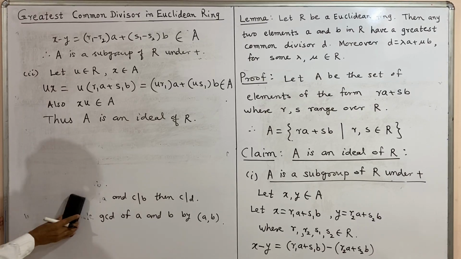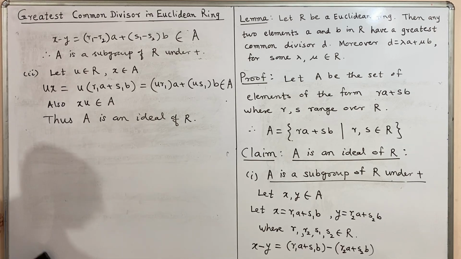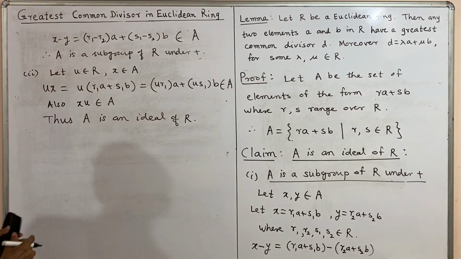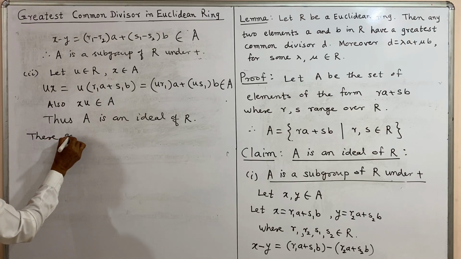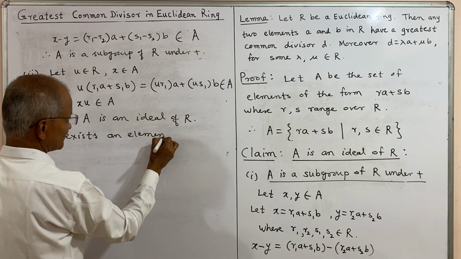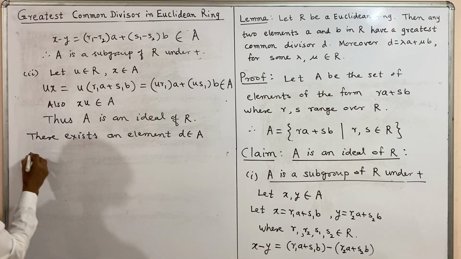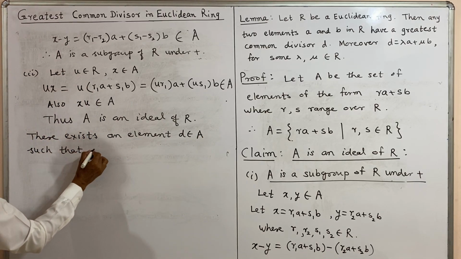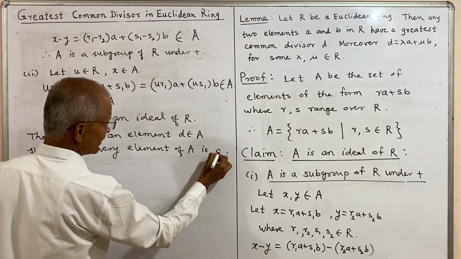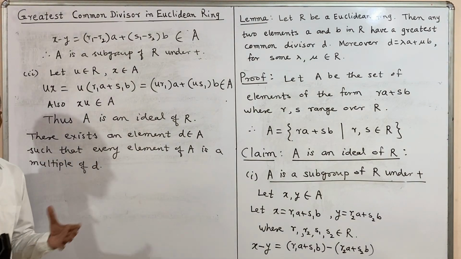Now once we have proved A is an ideal of the Euclidean ring, earlier we have studied a result that an ideal of a Euclidean ring is a principal ideal, or it is generated by a single element, and thus there exists an element D belonging to the ideal A such that every element of A is a multiple of D. This is a result that we have studied in our earlier lecture.